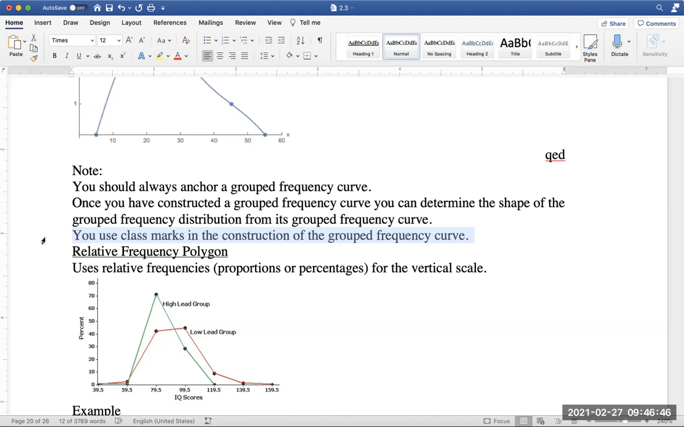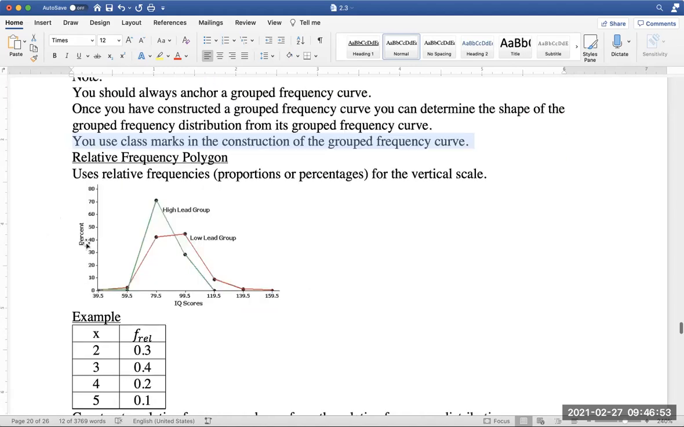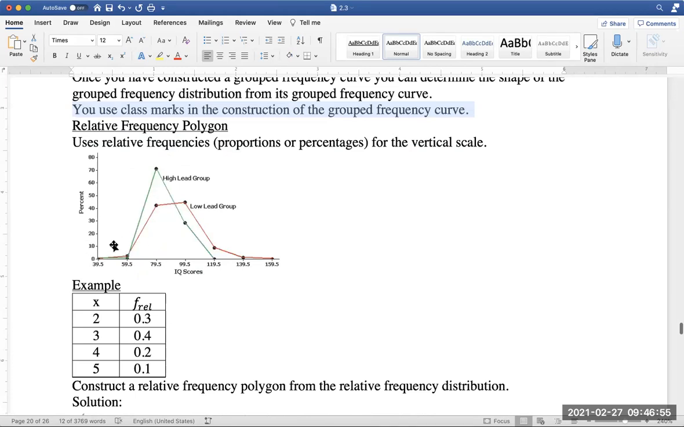Well, we'll do the same thing for a relative frequency, and in particular, a relative frequency polygon. So let's say that this is IQ scores. And here are the low lead levels, high lead levels, and the percentages. And so again, I should anchor. I use class marks and connect the dots with straight lines.